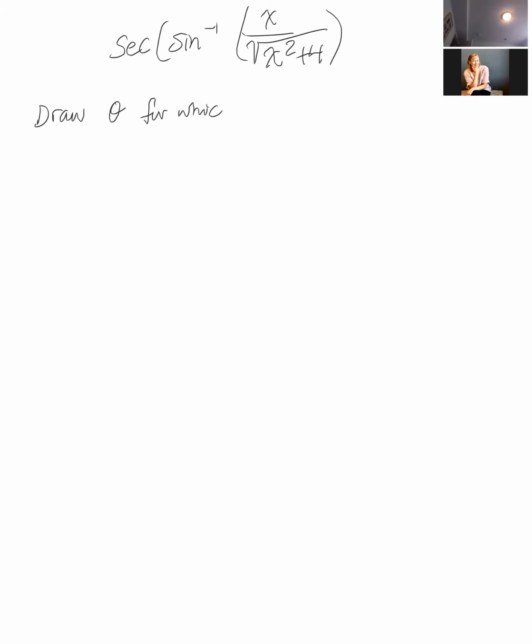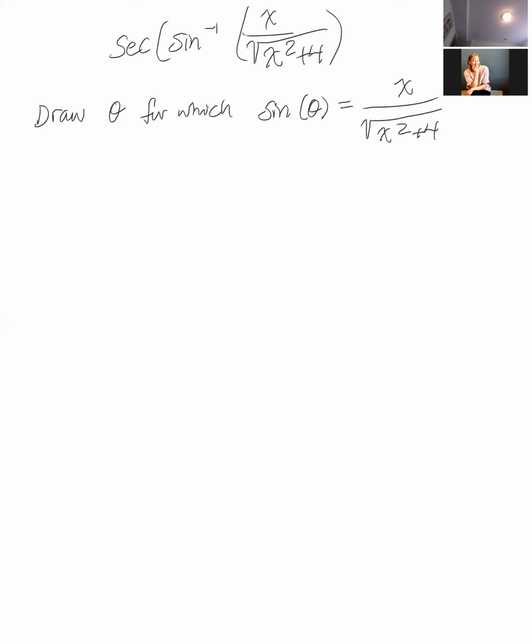So let's go to the whiteboard and let's draw. I'm going to write down the problem again. Secant sine inverse of x over the square root of x squared plus 4. I'm going to first of all draw the angle theta, for which the sine of that angle theta is equal to x over the square root of x squared plus 4. Okay, let's do that.